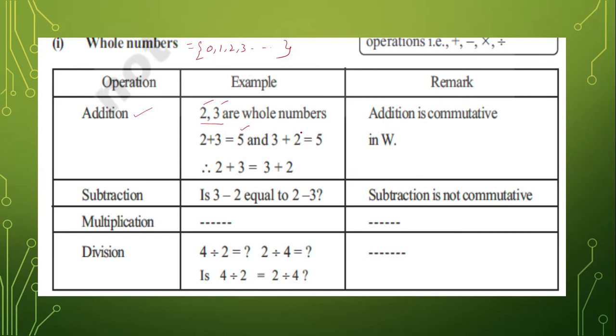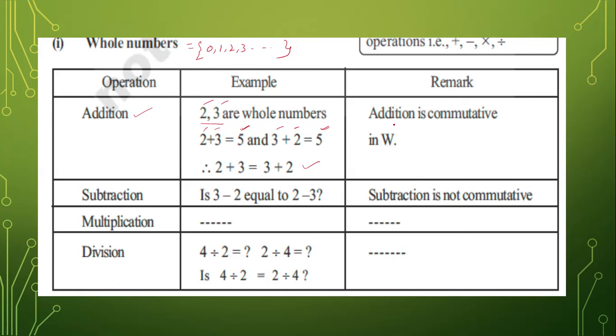That means you change the order. You add 3 to 2 or 2 to 3. Now you change the order, 3 plus 2. Observe the previous step, 3 is added to 2. Here 2 is added to 3. That means we changed the order. 2 plus 3 is 5 and 3 plus 2 is also 5. That means if you change the order in addition, the result is not changed. Hence we can say 2 plus 3 is equal to 3 plus 2.